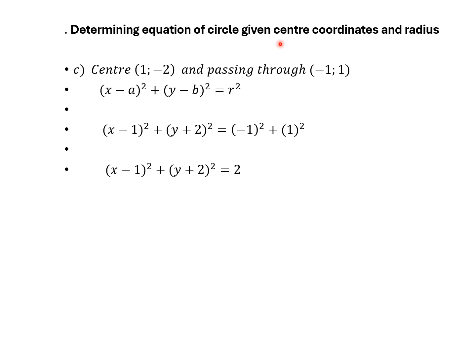Determine the equation of the circle given center coordinates and a point. So the center is (1, minus 2), but now instead of giving you the radius, we say it passes through (minus 1, 1). So there again, (x minus 1) squared plus (y plus 2) squared. And to get r squared, we're going to use x squared plus y squared, so that equals (minus 1) squared plus 1 squared. Negative 1 squared gives me 1, 1 squared gives me 1, and 1 plus 1 gives me 2. So the equation becomes (x minus 1) squared plus (y plus 2) squared equals 2.